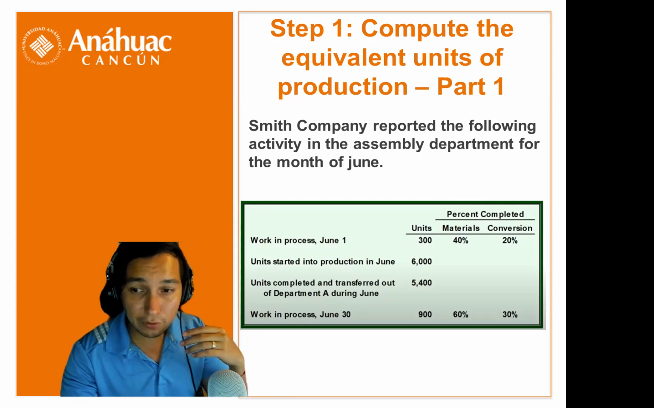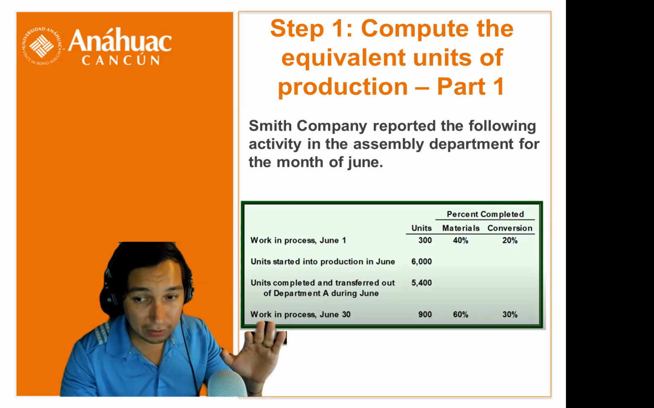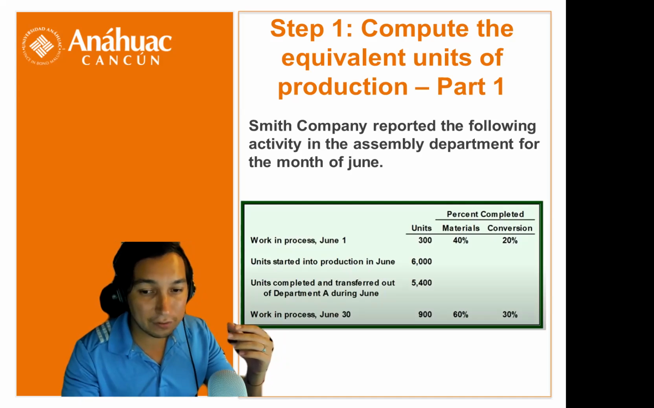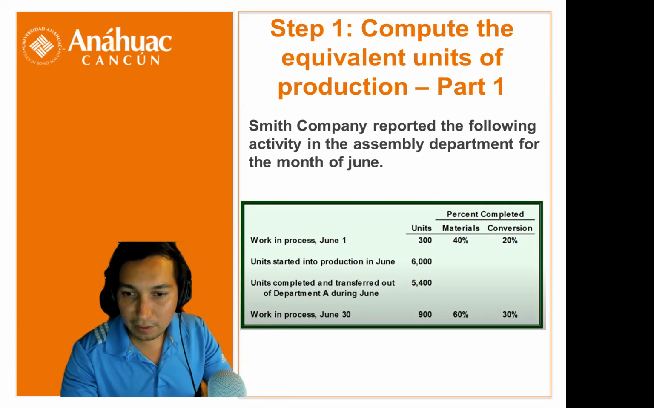Also I want to note, under the weighted average method, the beginning percentage of completion does not matter. It's just 300 units. If we were using FIFO, this is what makes it more complicated, because those percentages would matter, but under weighted average they do not matter. So that's extra information that we don't need, and what we need is 300 units.